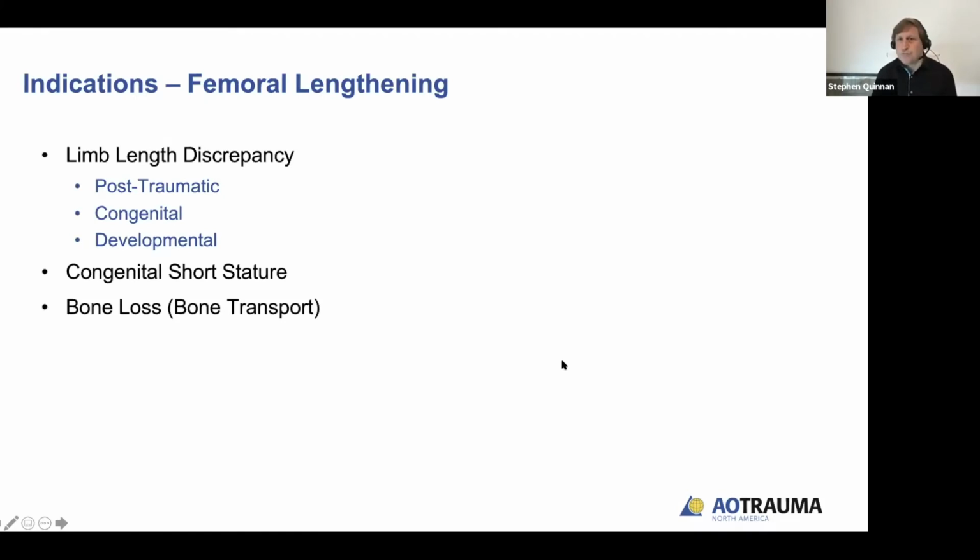Indications. First and foremost, most of what we're talking about is a limb length inequality issue. They can be post-traumatic with shortening. We've seen a lot of this and we're going to continue to see that. There can also be congenital reasons, so genetic causes, and developmental, so injury to the growth plate during childhood from infection, physeal fracture, whatnot. A couple other things: congenital short stature, so dwarfisms, outside of the scope of the talk but certainly an indication for lengthening. And also bone transport is a special version of lengthening one of the segments of the bone to make up for a bone gap.